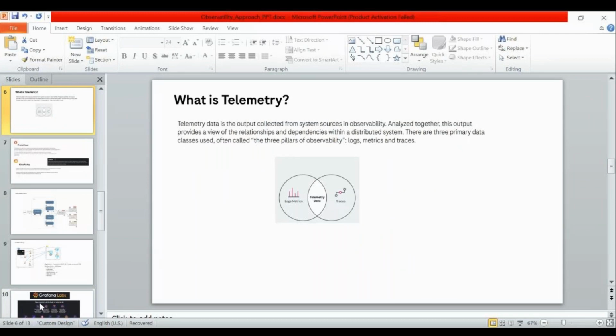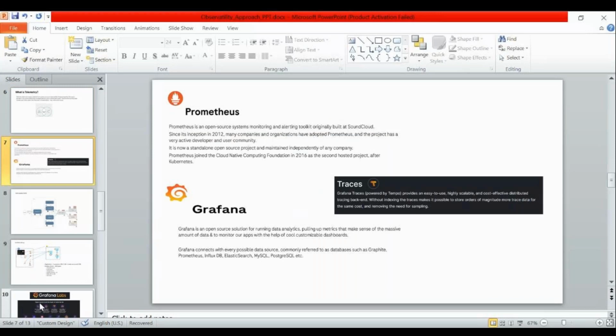And coming to telemetry, what exactly is telemetry? It could be logs, metrics, or traces. All these dependencies work together and talk to each other. I was talking about Prometheus, Grafana, and the traces. The traces are used because if you talk about AppDynamics and Dynatrace, right?